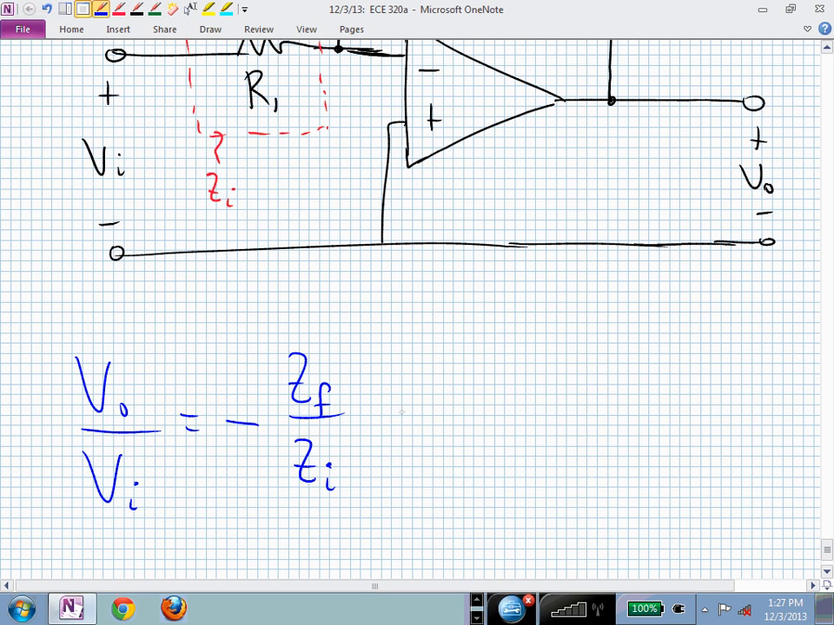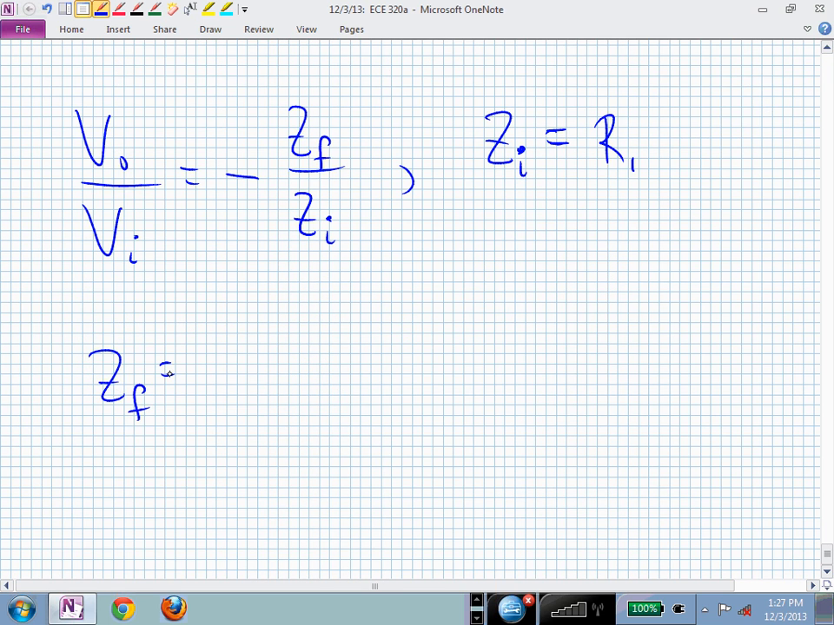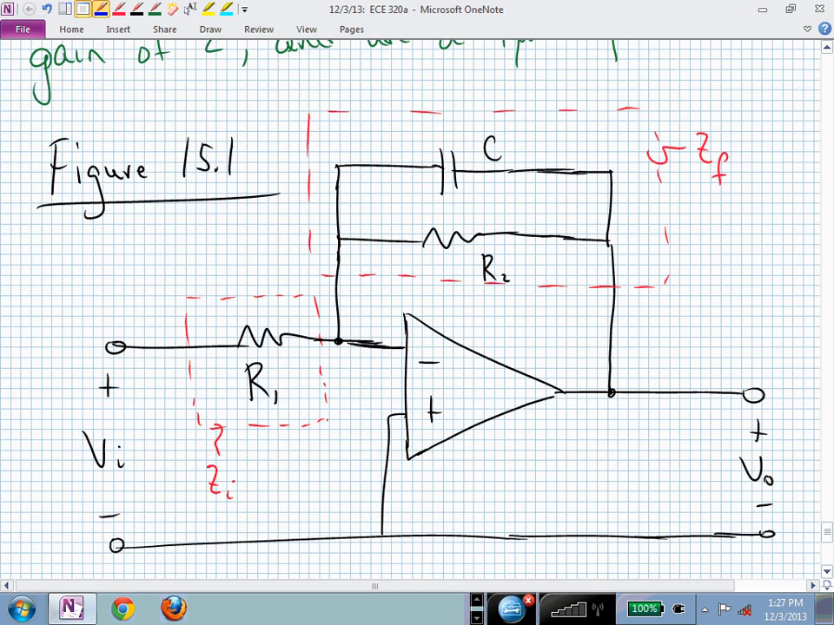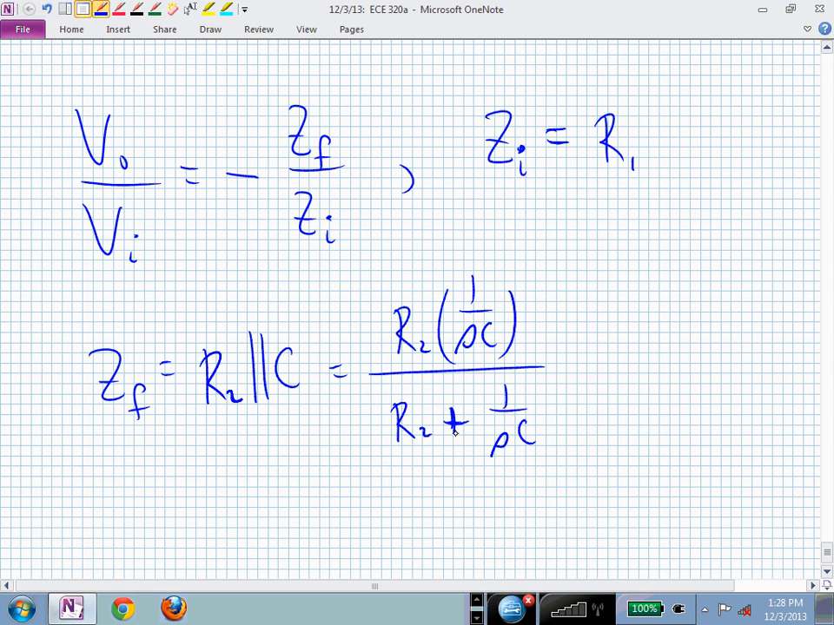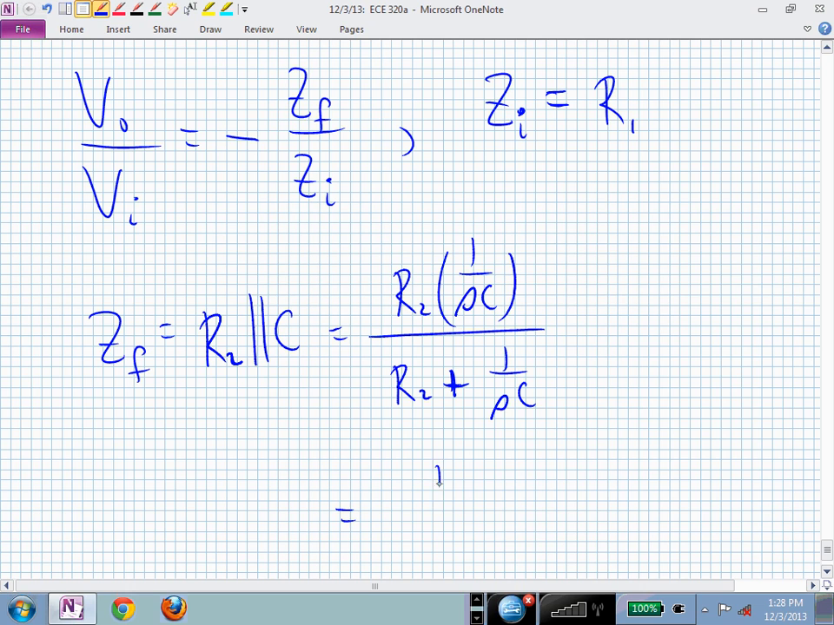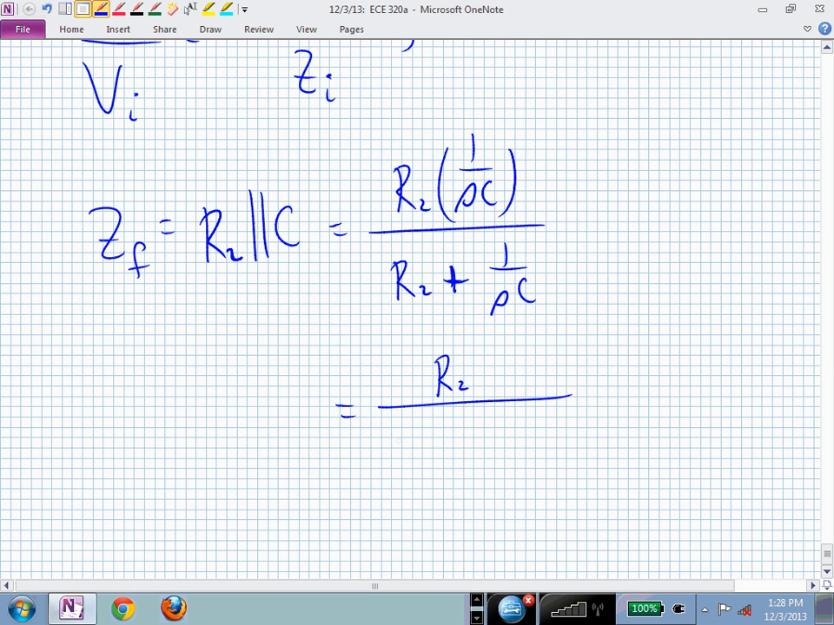But what is Z sub I? Now we can plug in these specific impedance values. What's the input impedance? That's pretty easy. That's just R1. What about the output impedance, Z sub F? That's just this parallel combination of R sub 2 and C, isn't it? Sort of abusing notation, so that now I have R2 times the impedance of the capacitor over their sum. But if I put those both over a common denominator, which is SC, upstairs I just have R2, and downstairs I have S R sub 2C plus 1, and that's now my Z sub F.